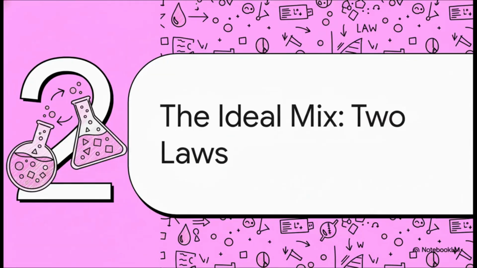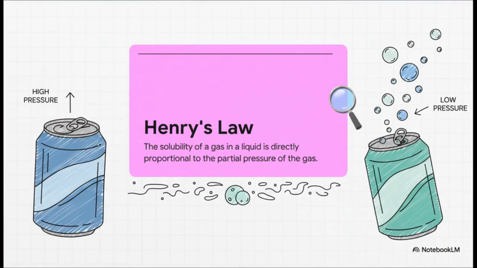Okay, so to make sense of how all these different mixtures work, chemists like to start with a simplified model, kind of like a perfect world scenario. They call it an ideal solution. And this perfect behavior is described by 2 really fundamental laws. First up is Henry's law.